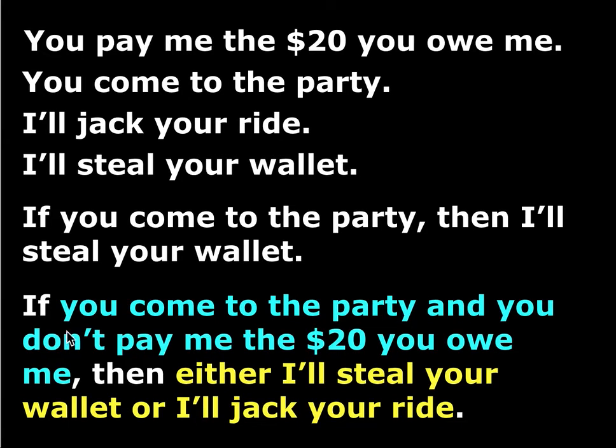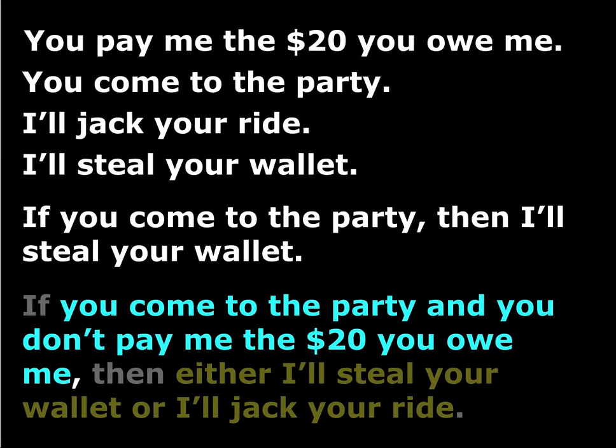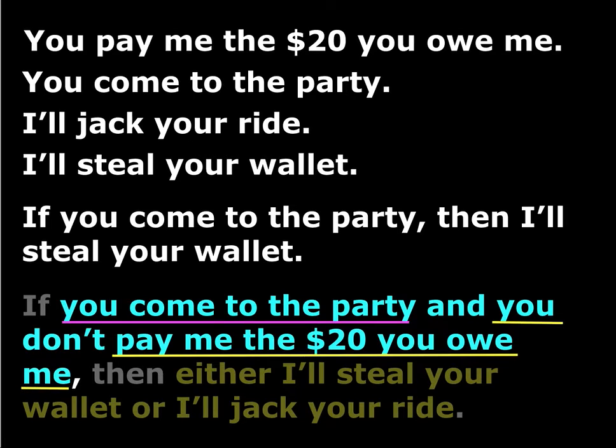But notice that these two parts aren't atomic. The thing following if, here it's atomic. If you come to the party, then I'll steal your wallet. So conditional can build a compound statement from atomic statements. But it can also build a bigger compound statement from smaller compound statements. I've got one here in light blue and then the other in yellow. But if we look at the light blue one, you come to the party and you don't pay me the $20 you owe me. That's compound. It's got these two components put together with and.